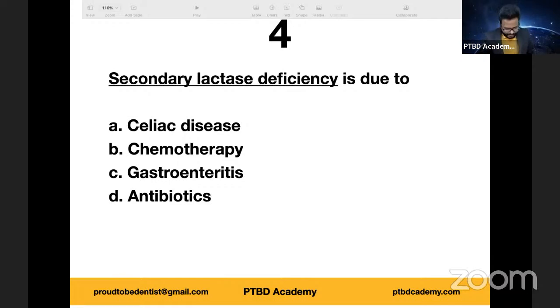Secondary lactase deficiency is due to celiac disease, chemotherapy, gastroenteritis, antibiotics. So which of the following has the potential to cause injury to intestinal mucosa? Let me share one practical experience. I'm sure you also had a similar one, more or less.